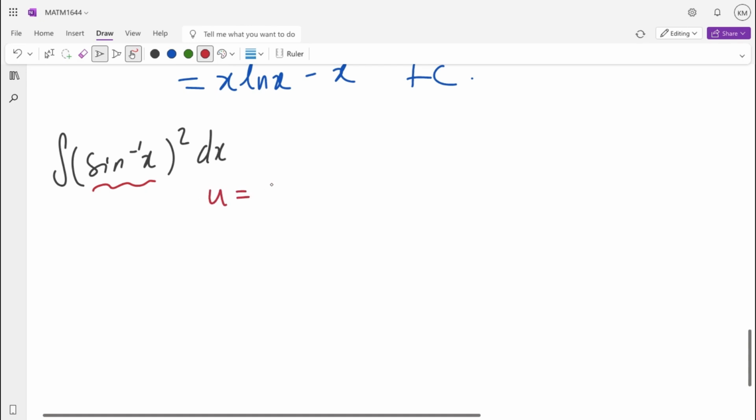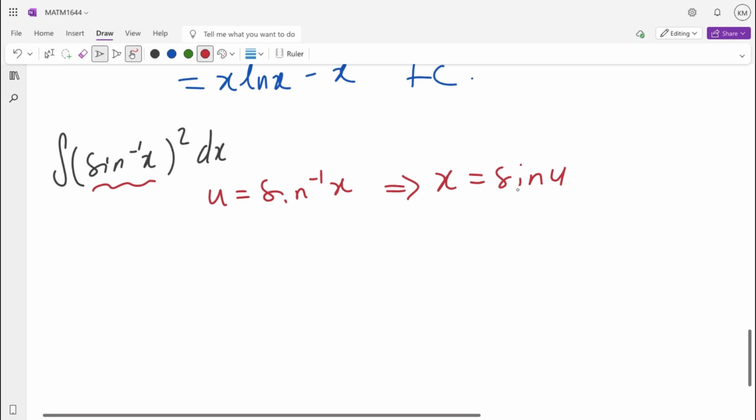So this will be u equals arcsine x. If my u is arcsine x, remember that I'm allowed to take sine to the other side. So if I do that, I basically get x is sine u.